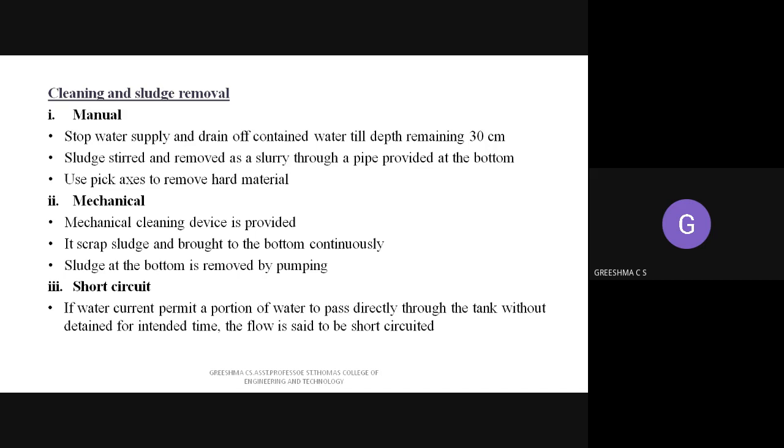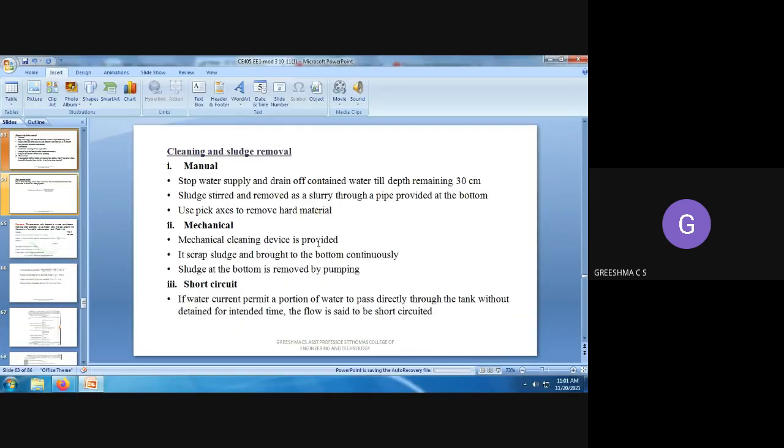The second one is mechanical, by means of a mechanical device that is provided. The sludge scrapers bring the sludge to the bottom continuously, and the sludge at the bottom is removed by pumping. I will show you a small video on how it is mechanically removed.